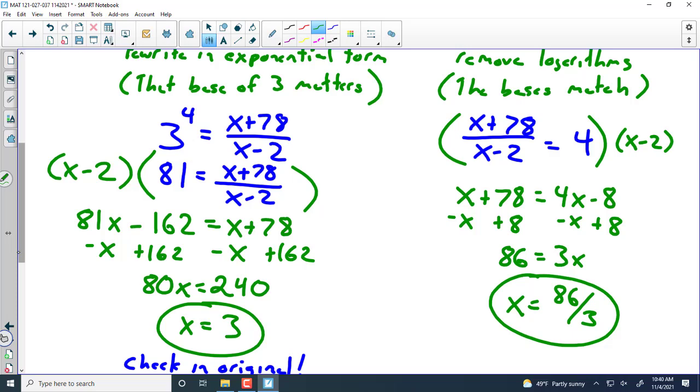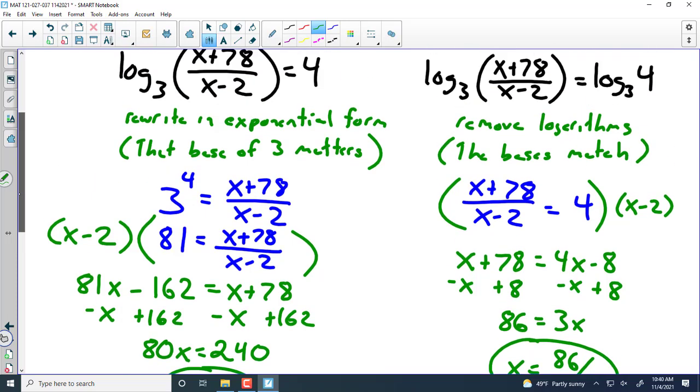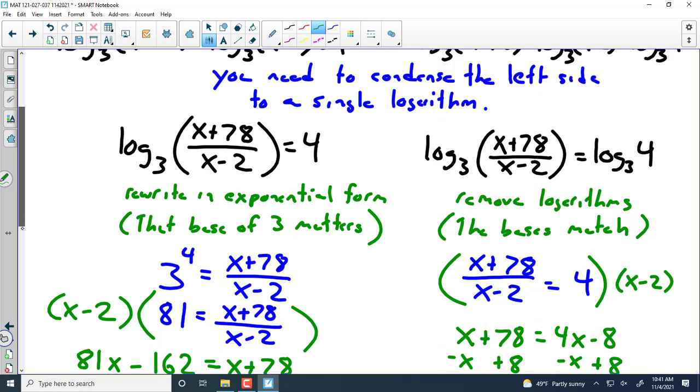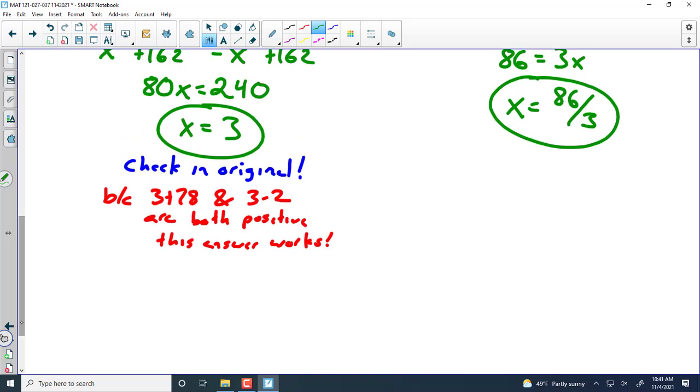Now, I don't know what that is exactly, everyone. 86 divided by 3, it's 20-something. But either way, 86 over 3 is a positive number. If you add 78 to that, are you going to get a positive number? And if you subtract 2 from it, are you going to get a positive number? Yeah, you are.